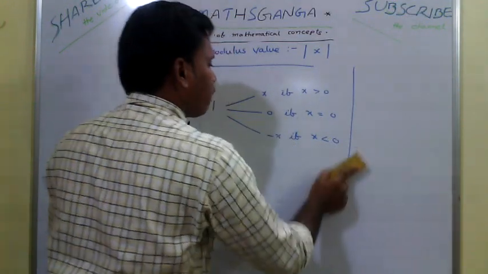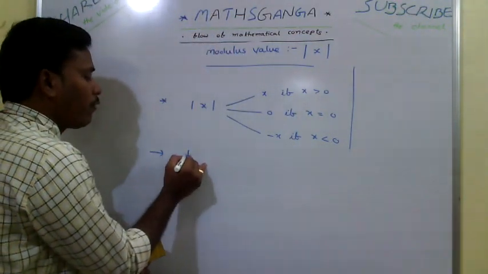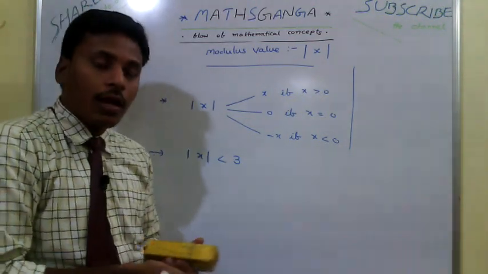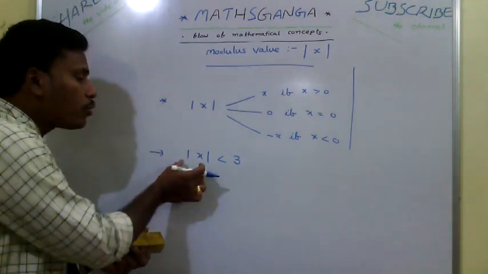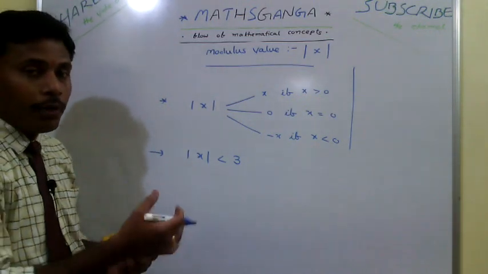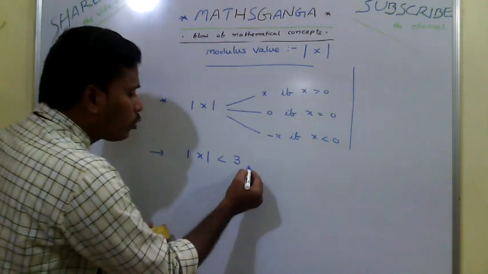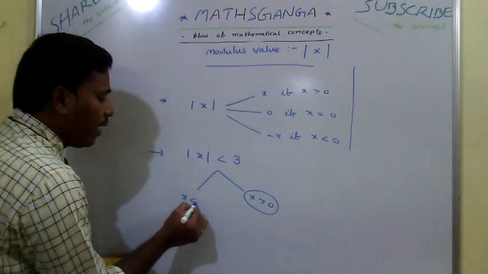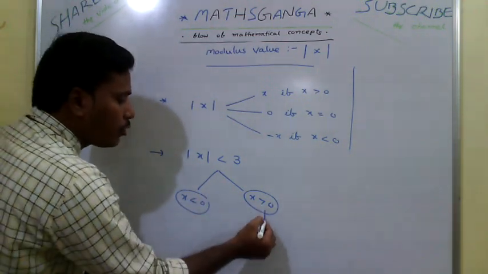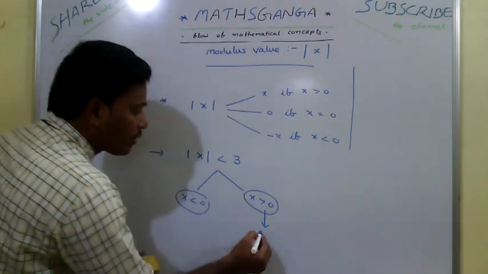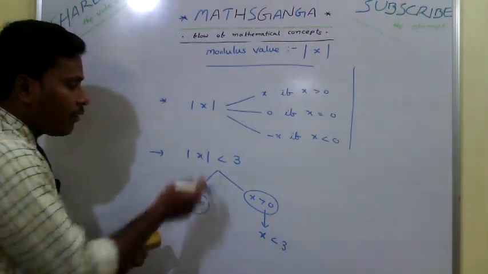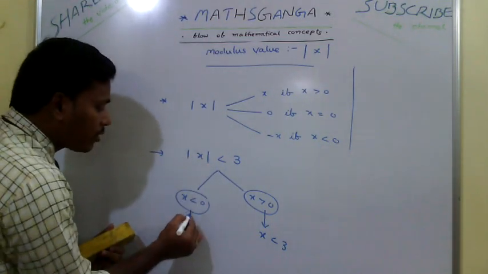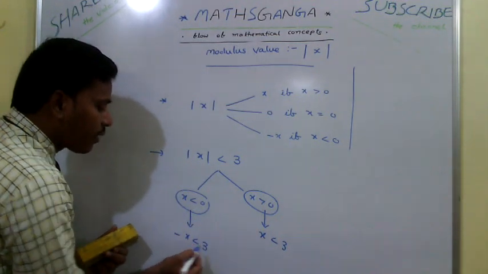For suppose, if modulus of x is less than 3, then what can we say about the value of x? To remove this modulus, we don't know whether x is positive or negative. So basically we have two chances. What are the two chances? The chance that x is positive, and the chance that x is negative. If x is positive, then mod x is directly x, so x is less than 3. If x is negative, then modulus of x is minus x, so minus x is less than 3.